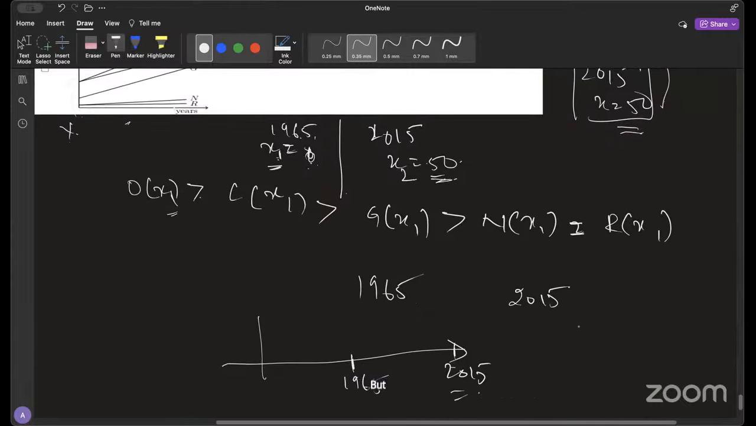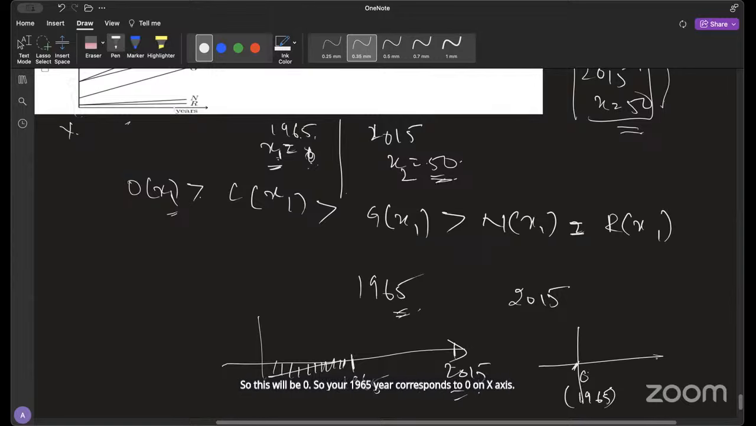But isn't it easier for you to take this as 0? Because we don't need this entire thing. So you can shift this to 0. Your 1965 year corresponds to 0 on the x-axis. Okay, ma'am, it's clear. 2015 should correspond to x equals 50, right? Yes, ma'am, it's clear. 1965 plus 50 is 2015. You've considered this to be the 0th year, so this should be the 50th year.